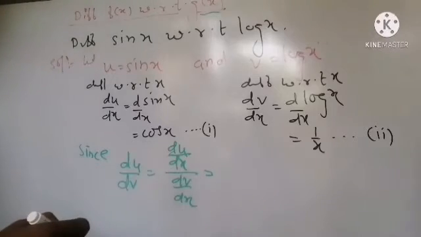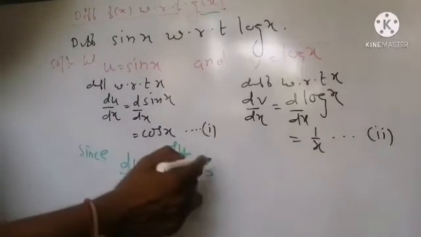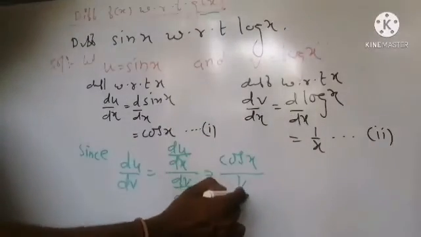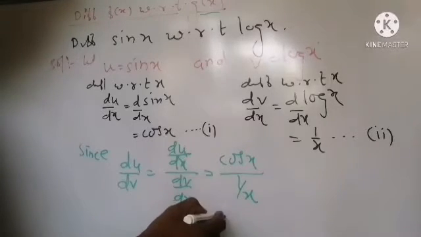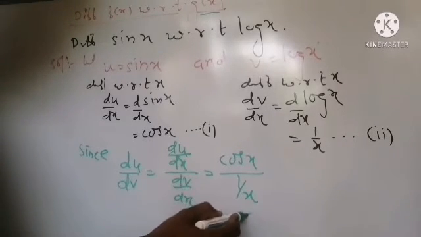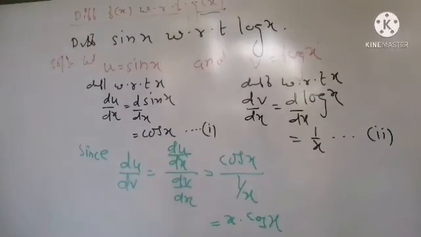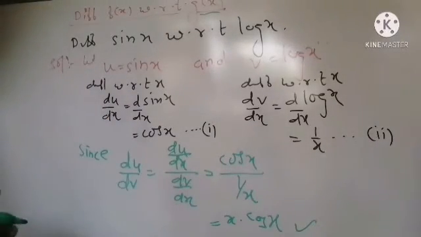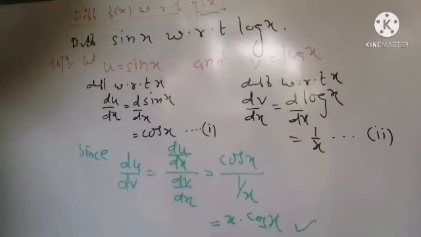As du by dx we have already evaluated, which is cos x, and dv by dx is 1 upon x. So this is our final answer, or we simplify: denominator gets into numerator, x into cos x, which is our final answer, the derivative of sin x with respect to log x. So the basic logic here is to find the differentiation of a function with respect to another function of x, to use two dependent variables u and v, and take the derivative of u with respect to v.